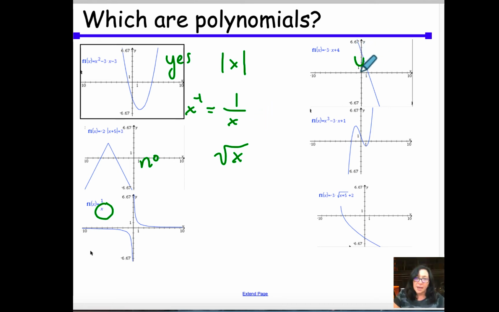This one would be yes, this is just a line, a smooth line. This one looks like a cubic. And this one, look at that, that's a root. You can also see the graph stops right here. That is not a polynomial, it's a square root.